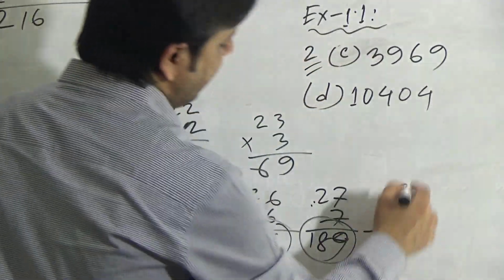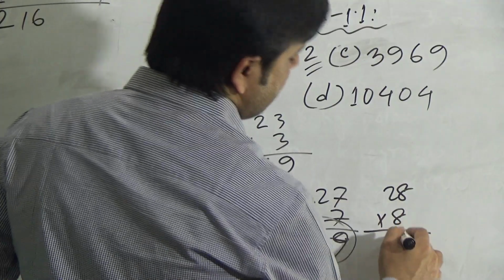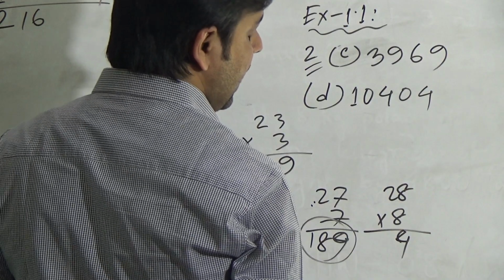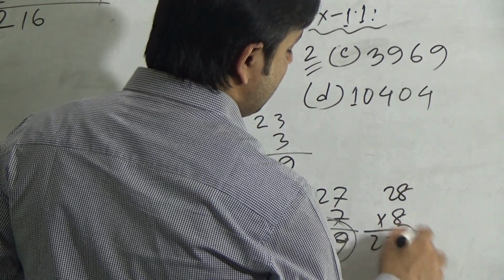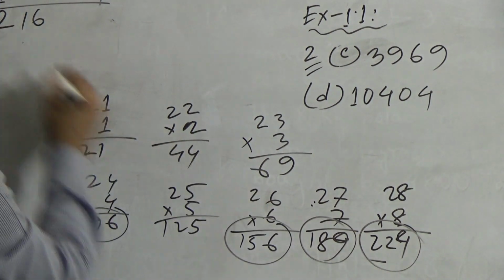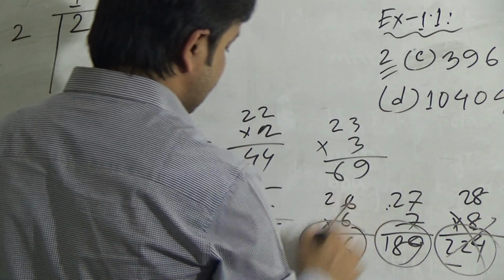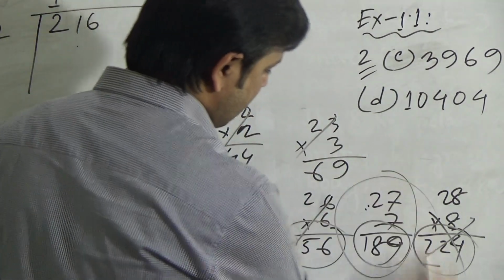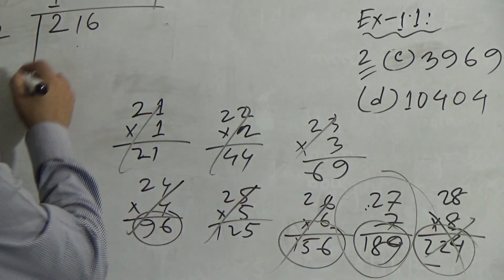Now take 8, 28, multiply by 8. What will happen here? 8 8s are 64. So write 4 here. 8 2s are 16 and 6, 22. This is 224, but this is larger than 216. So we can take this one, we can take this also, but these are too small. So we have to consider the nearest one, that is 189.